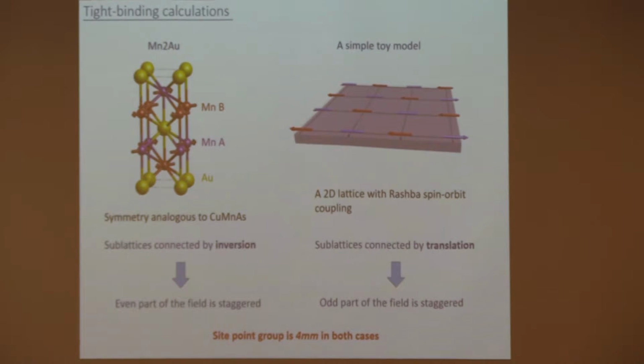I will mention a little bit about the calculations we did, mainly to show that these symmetry arguments really work, and that most of the things we can learn from the symmetry, and the calculation mostly tells us just the magnitude of the effect. We studied the manganese control, and also this simple 2D model where we add Rashba spin-orbit coupling. This model simulates something like an interface. What's interesting here is that these two models are quite different, but they have the same local symmetry: the site symmetry of the manganese atoms in these two models is the same.